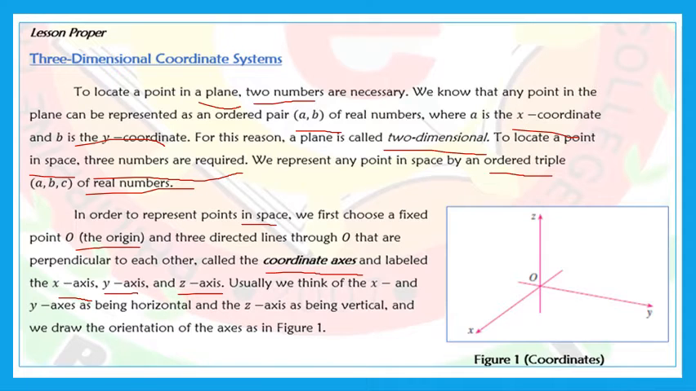Usually, we think of the x and y-axis as being horizontal. Okay? We think of x and y as being horizontal, and then the z-axis as being vertical, so 3-dimensional. And we draw the orientation of the axes as in this figure. So, this is the x-axis, this one is the y-axis, so horizontal siya, and then yung z-axis natin is vertical.